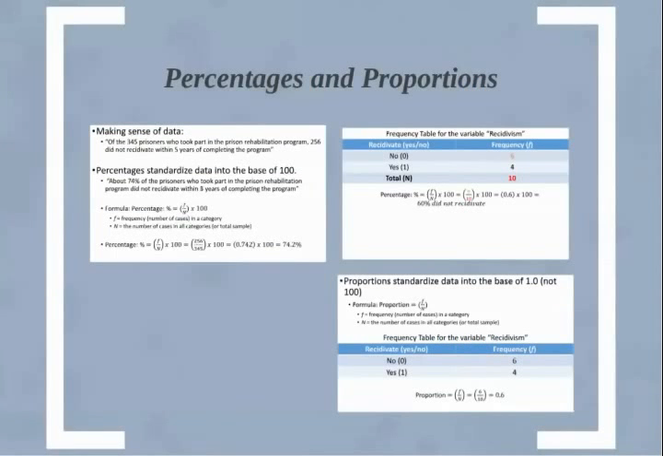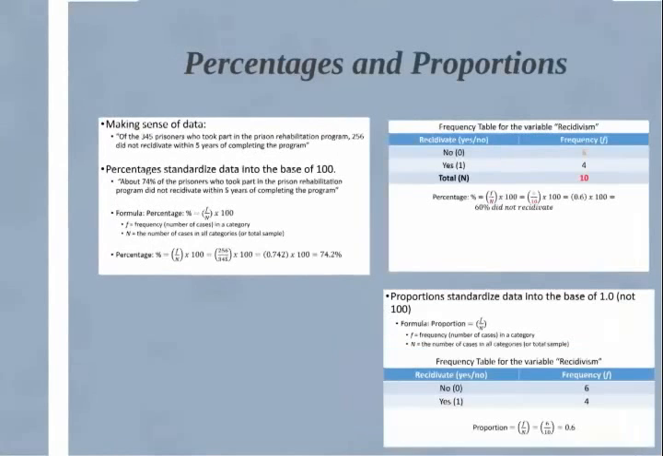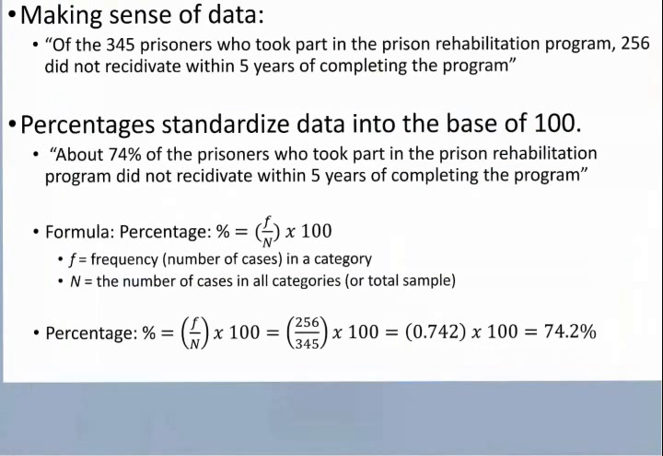So what we can do with frequency tables is take them and start calculating things like percentages and proportions, right? You can sort of have an idea of how we do that, but we'll walk through that more specifically here. So what percentages and proportions do is they make sense of data.